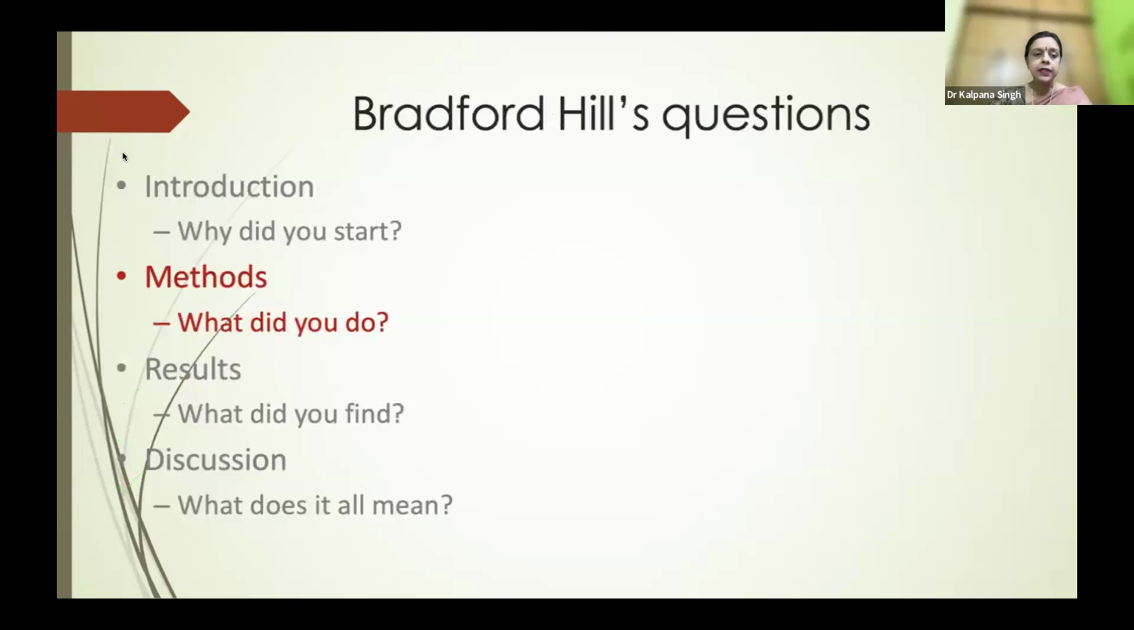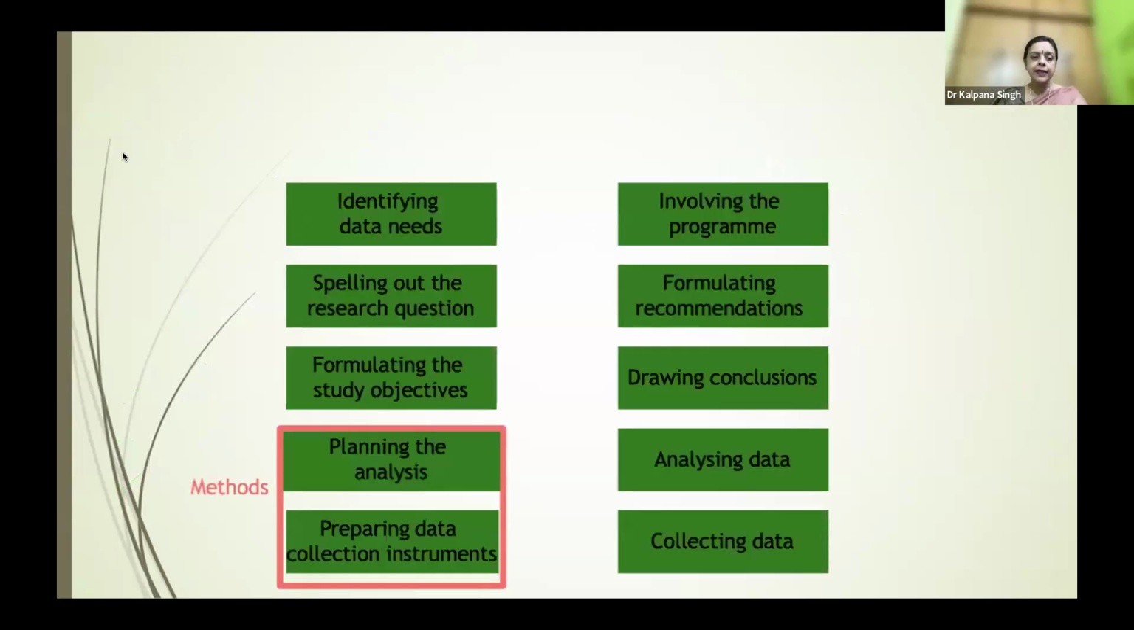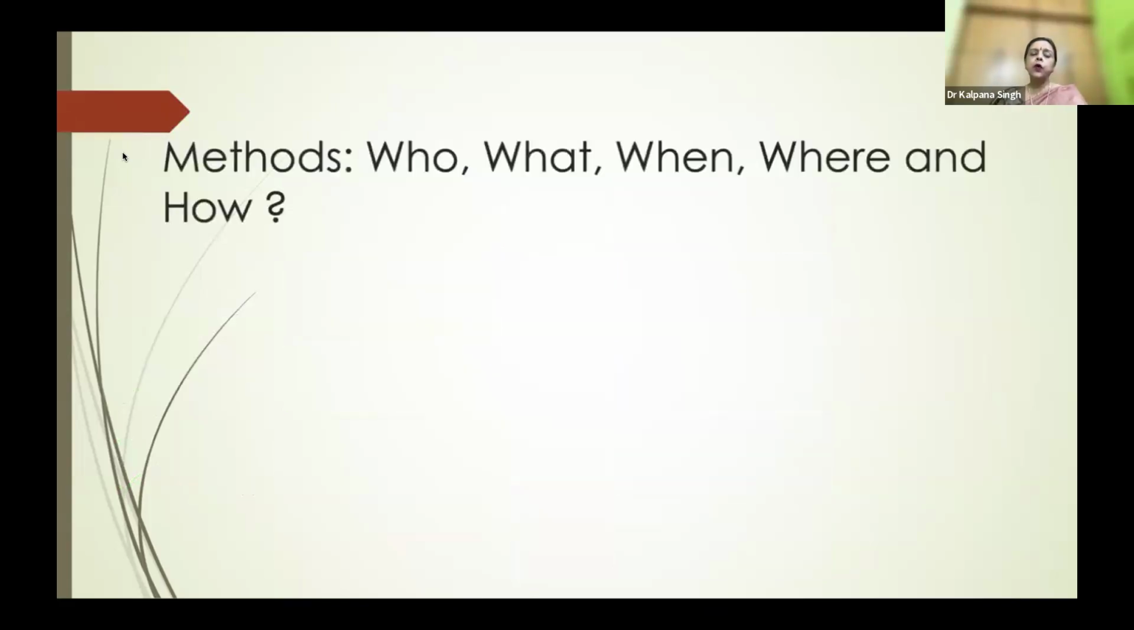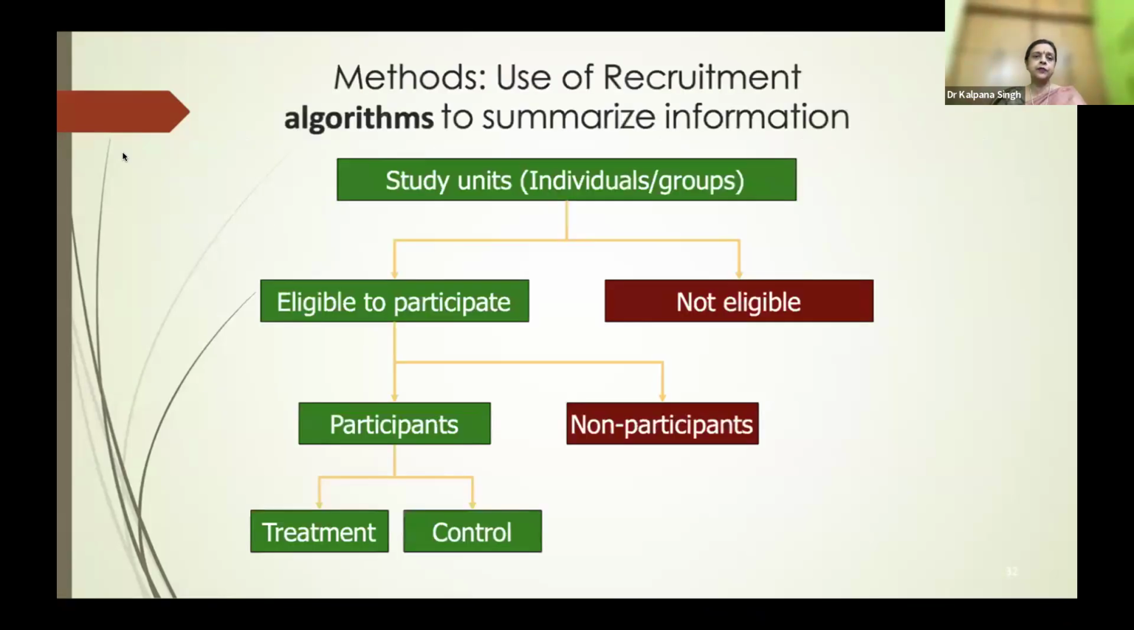Now coming to the methods. Methods is: what did you do? In the methods section, basically, we have to plan the analysis and prepare the data collection instruments. Whenever we write methods, these questions should be answered. Who were the study participants? What was done? When was it done? Where and how? All these things should be clearly answered when we are describing the methods.